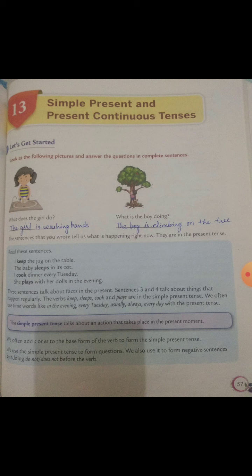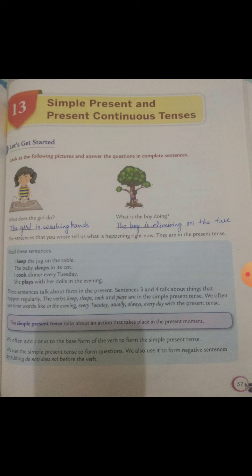In simple present tense we add s or es to the base form of the verb. And in simple present tense we use it to form questions. We also use it to form negative sentences by adding do not, does not before the verb. In simple present tense, we use does not or do not to make sentences in negative form.